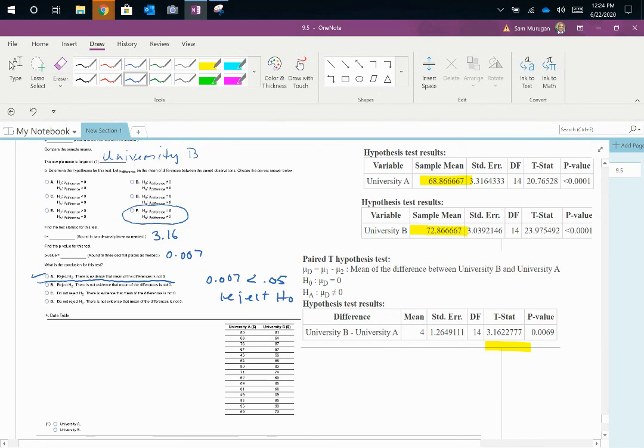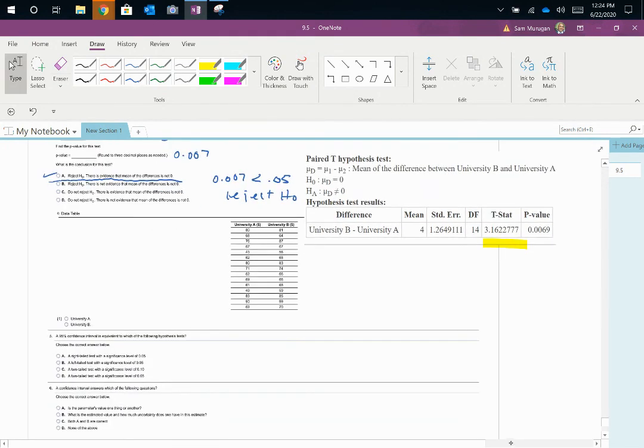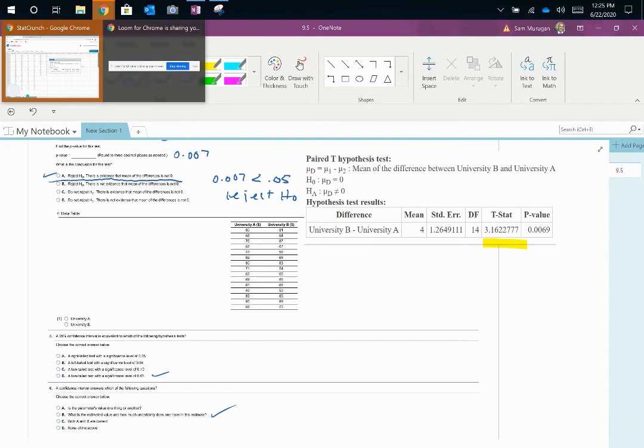All right, the other two questions, you can probably do them on your own. A 95% confidence interval is equivalent to which of the following? That came from your notes. Two-tailed test with a significance level of 0.05. A confidence interval answers which of the following questions? What is the estimate value and how much uncertainty one has about the estimate? All right, we are going to stop this video.